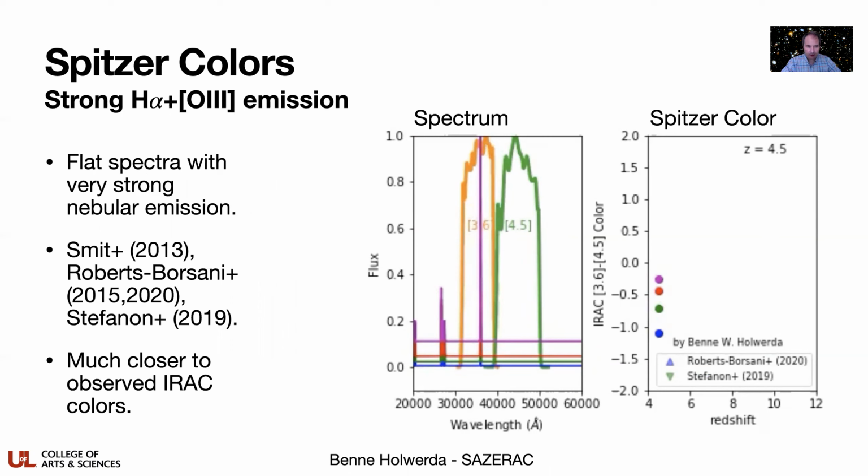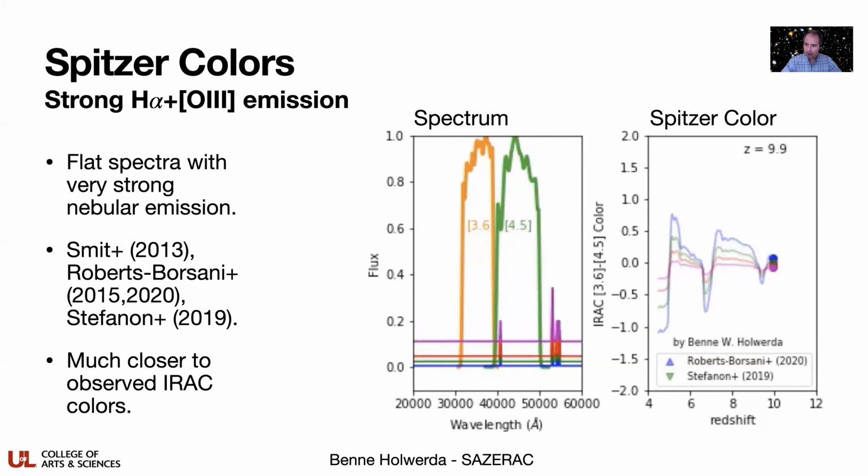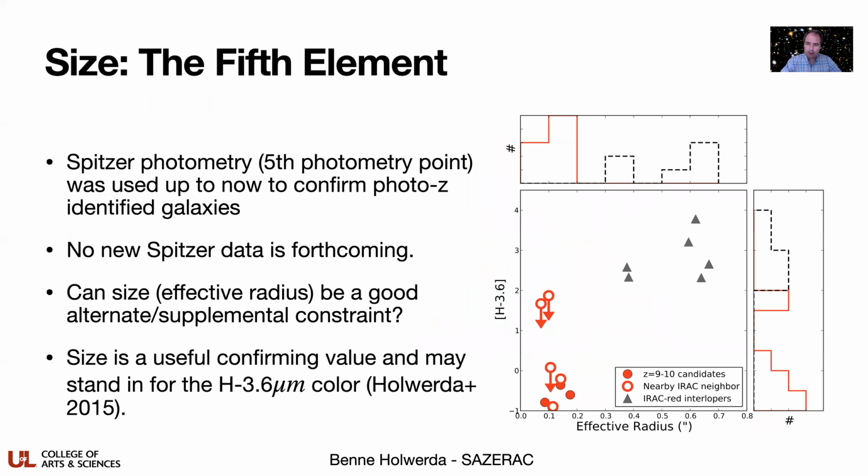That's what Renske Smit pointed out in 2013, and Guido Roberts-Borsani has used. And so what you do then is you actually run these really massive emission lines through it, and then you get this kind of behavior, and that really starts to explain the Spitzer colors that you see at like redshift 7 and 8. So that's much closer. So typically we think that these nebular lines are quite strong in these galaxies.